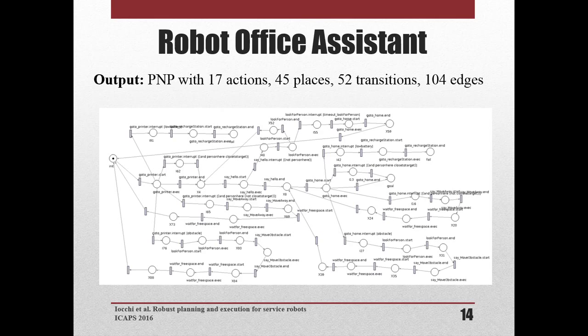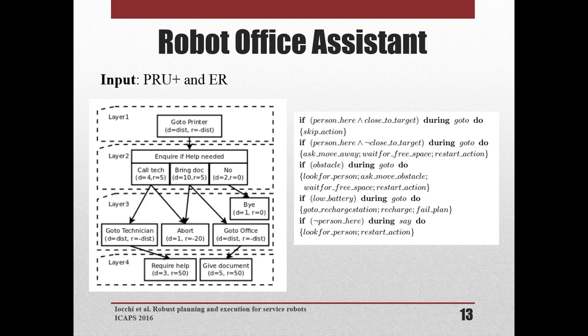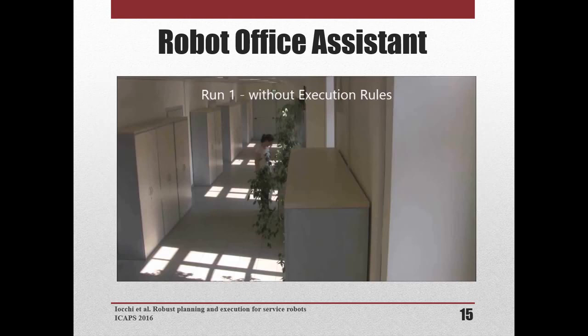So this is the PNP that is generated by the system with 17 actions, 45 places, and so on. This is still doable manually, but it starts becoming very, very difficult. And moreover, of course, this is not scalable. If I have this PNP and I want to modify it, it is very difficult, and the probability that I will make mistakes is very high. While this representation is easy to modify. So, for example, if this plan fails during the execution, I can add an execution rule to try to repair this plan. So I will show you how this works on the robot, hopefully.